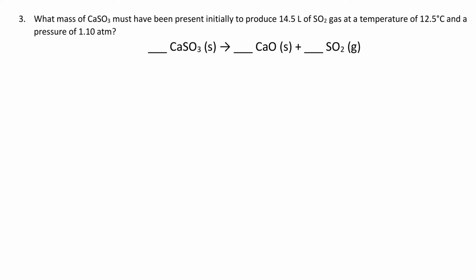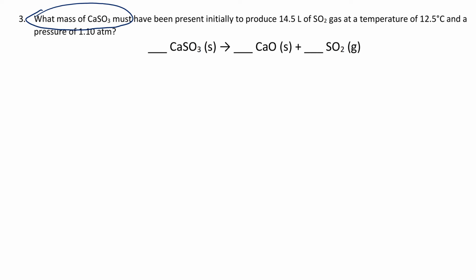What mass of calcium sulfite must have been initially present to produce 14.5 liters of sulfur dioxide gas at a temperature of 12.5 degrees Celsius and a pressure of 1.10 atmospheres? The only reason I'm putting this is that this is actually just a flipped version of the previous problem. I won't solve this, but I will tell you for this one you should be able to recognize that what mass, so eventually I'm going to have to do some stoich.